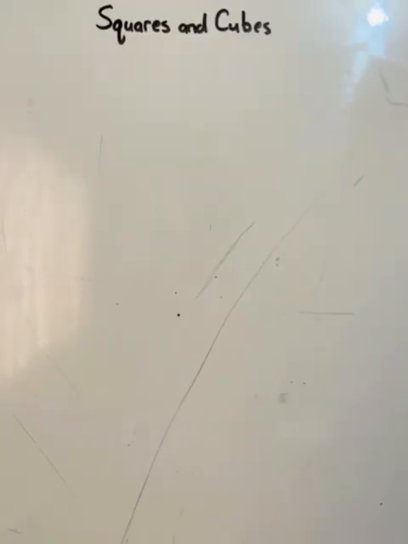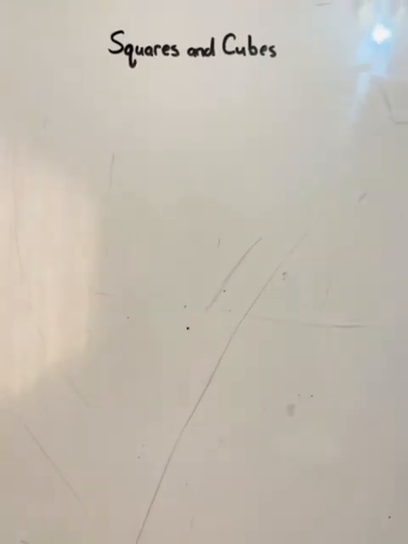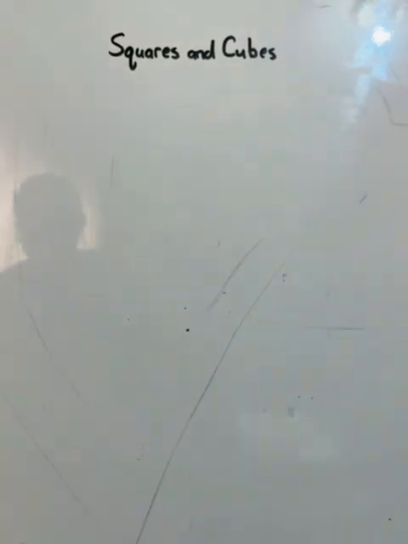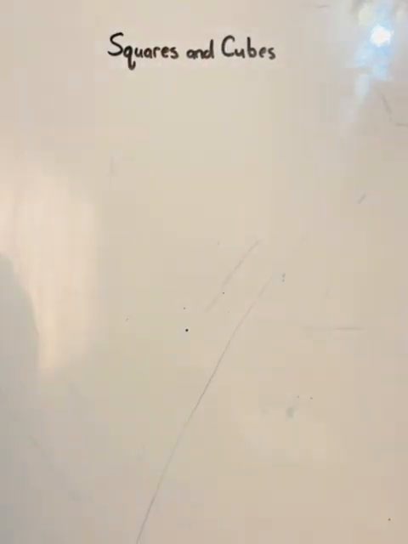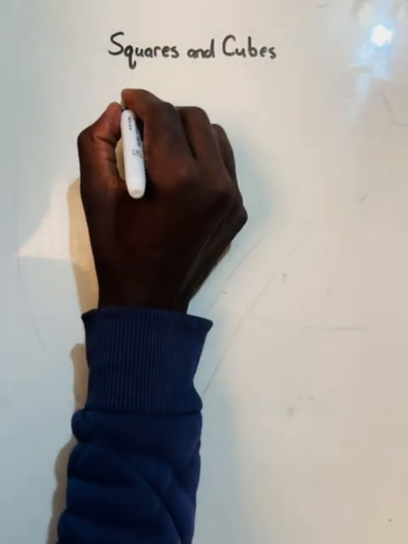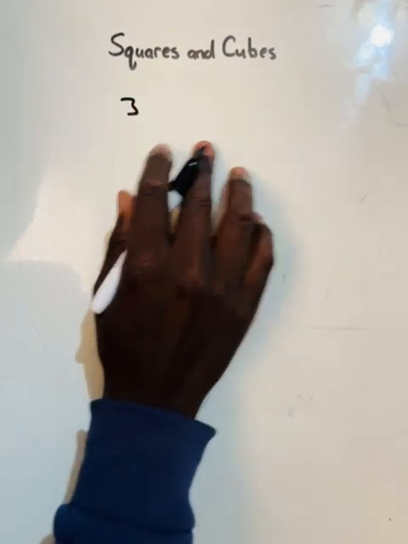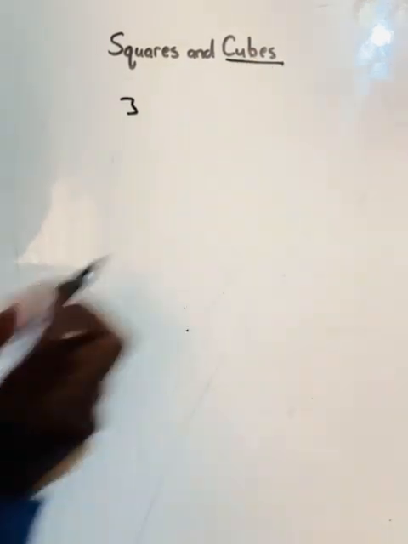All right, on this video, we're going to deal with cubes. We've dealt, on the previous video, with squares. Now we're going to deal with cubes and what it means when we're talking about cubes. So let's write a number. Let's write number 3. And then they are asking us to cube it.